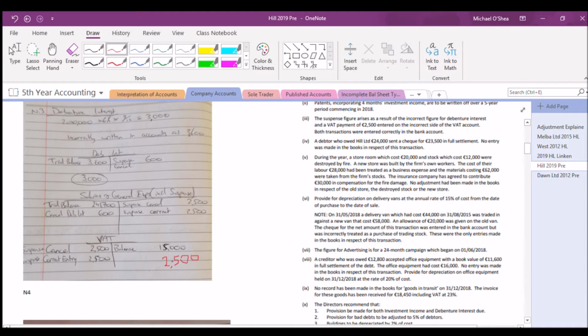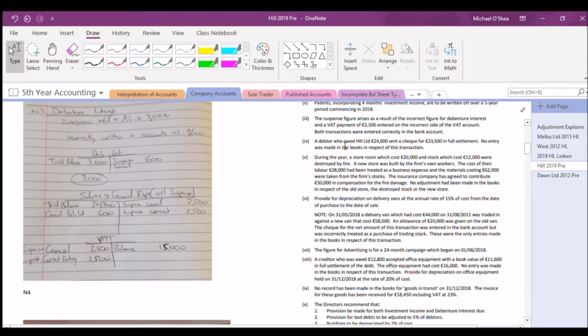How do we get rid of the mistake? We have to debit to cancel the mistake. So not only do you need to show that the VAT payment should have gone on the debit side, you also need to cancel the incorrect mistake. Because this 2,500 was put on the incorrect side of the VAT account, you now need to cancel it, and then you put in the correct entry, which is 2,500 on the debit side because it's a VAT payment, and you're reducing the VAT that is owed.